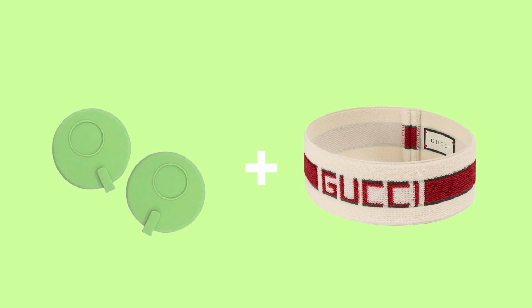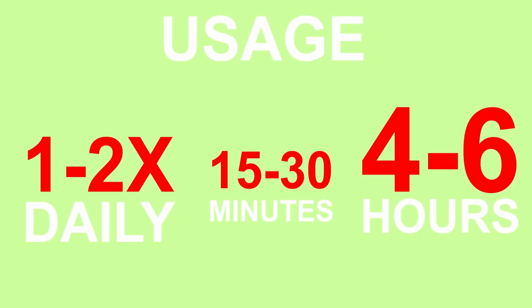You can buy two electrodes and a headband, basically anywhere. You can get creative and buy a Gucci headband if you want to. And you just connect the output cables to the electrodes and connect them to your frontal lobe. Now you can use it 1 to 3 times daily for 15 to 30 minutes. And the effects will last a long time, basically 4 to 6 hours.